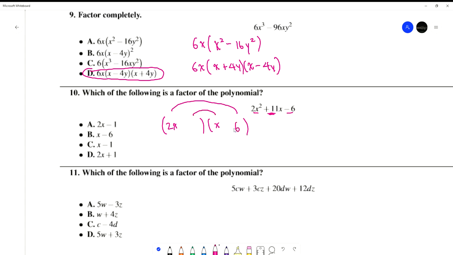So my outer product plus my inner product has to add up to 11. So if I put a 6 here, I can see this is a 12x, right? And if I put the 1 here, I get 1x. And if I subtract the 1x, this is equal to 11x. That's how I know the minus is in the 1. Okay? So 2x squared plus 12x minus 1x minus 6. So I see 2x minus 1 is one of the factors listed. Right? Oh, I'm sorry, I forgot this is plus.